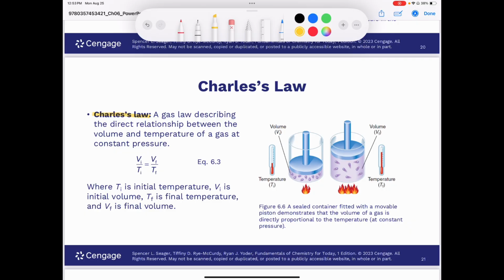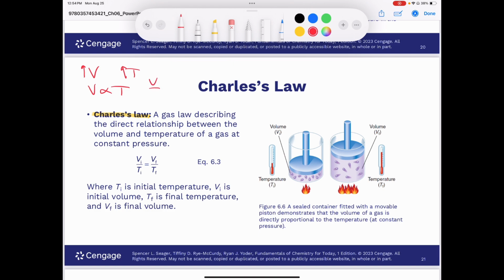Charles' law is a gas law describing the direct relationship between volume and temperature. This makes sense. I talked about it in the previous video. What's going to happen to the volume of a gas if you increase the temperature of that gas? Think about an aerosol can that's practically empty, with only gas in there. You put it in a fire, what's going to happen? The volume's going to go up. It's going to explode. So volume is directly proportional to temperature.